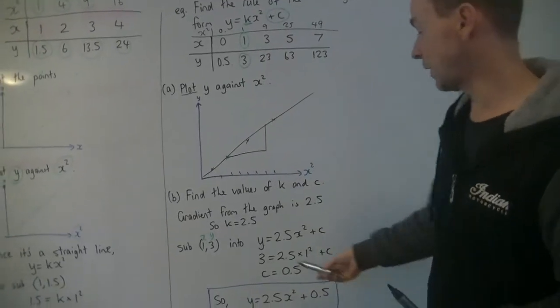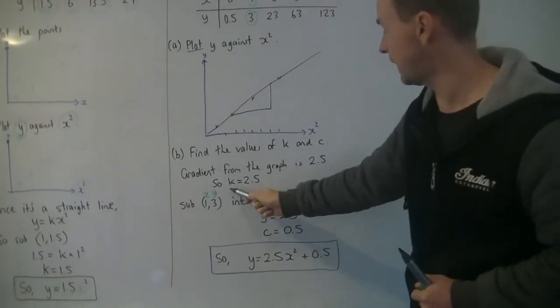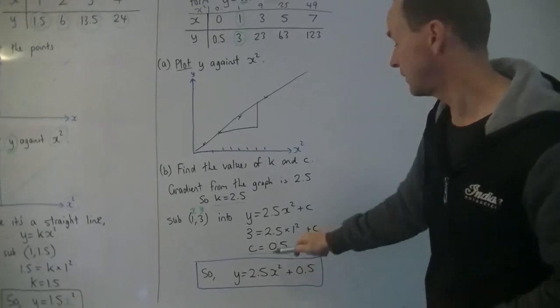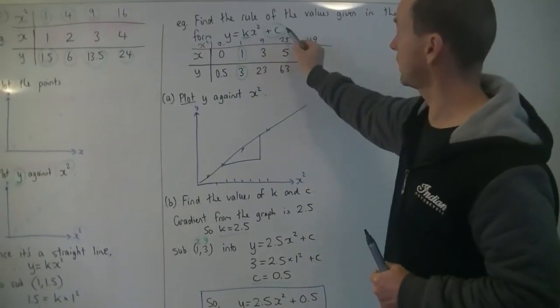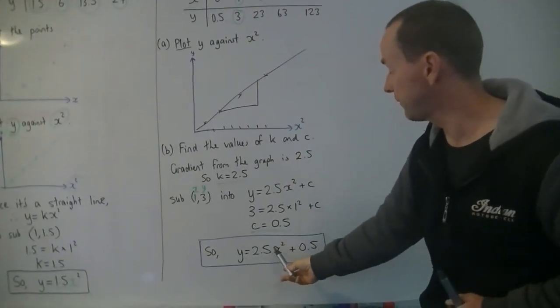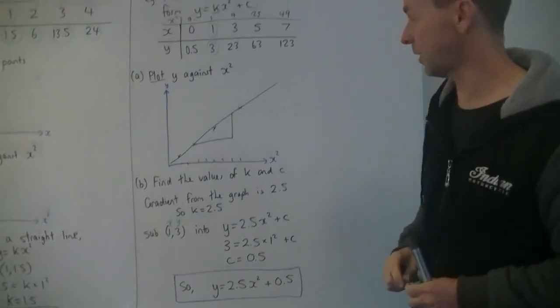So then you write down your equation. We've found out the value of k. We've found out the value of c. You substitute them into the original equation up there. So y is 2.5 x squared plus 0.5.